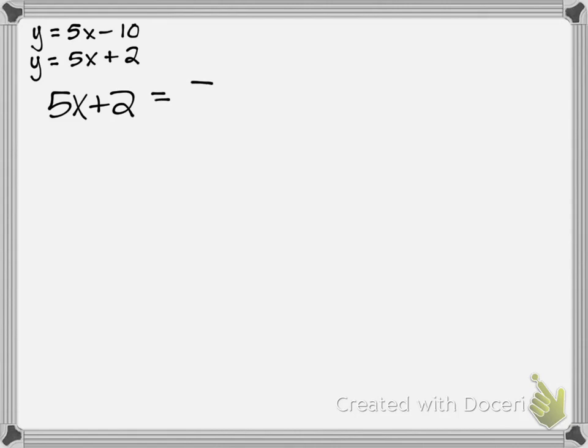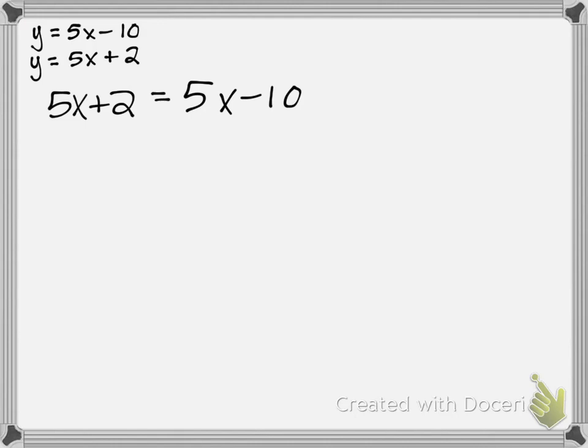So let's take a look at what would happen in a scenario where we had substitution. So let's go with y equals 5x minus 10 and y equals 5x plus 2. With substitution, I'm going to take all of one of these and put it in for the other y. So this one would be 5x plus 2 equals 5x minus 10. Now you should recognize right off the bat, same slope, they're going to be parallel or the same line. Different y-intercepts, so they should be parallel.